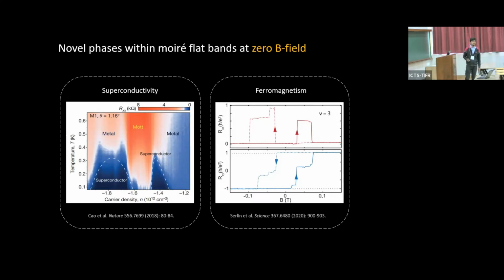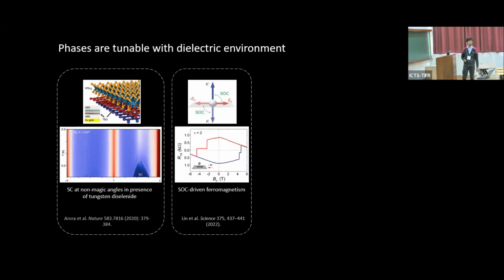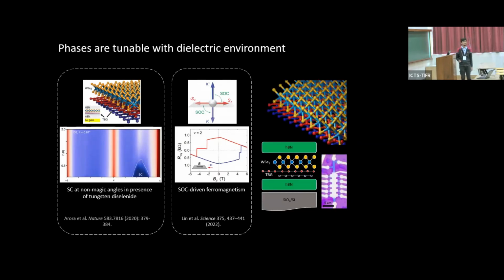Now, these correlated phases are tunable, particularly with the dielectric environment. So if you change the dielectric environment of twisted bilayer graphene, you can see different correlated phases. Like if you put a layer of tungsten diselenide on top of twisted bilayer graphene, you can see superconductivity away from the magic angle. You can have ferromagnetism, which is spin orbit coupling driven. So we have also studied a similar system where we put a layer of tungsten diselenide on top of twisted bilayer graphene, and they are encapsulated by hexagonal boron nitride.